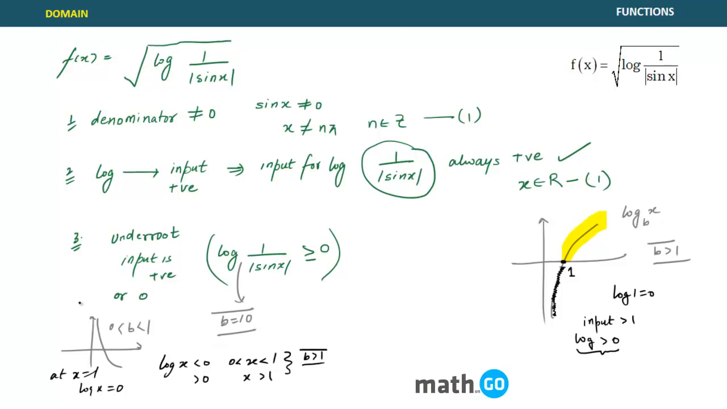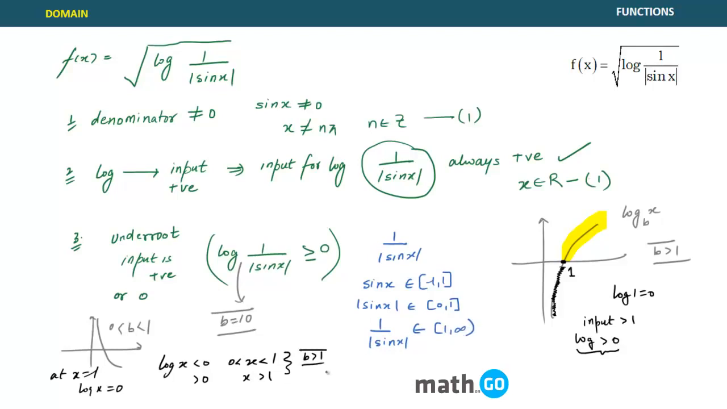For this particular diagram, the answer would be reversed. Now the input of the log is 1 upon modulus sin x, right? Can you tell me what are the ranges of sin x? Sin x takes values ranging from -1 to 1. So for modulus sin x, the values will become from 0 to 1, all positive values. What will be the values which the reciprocal will take? Remember reciprocal, this will become 1 to infinity.